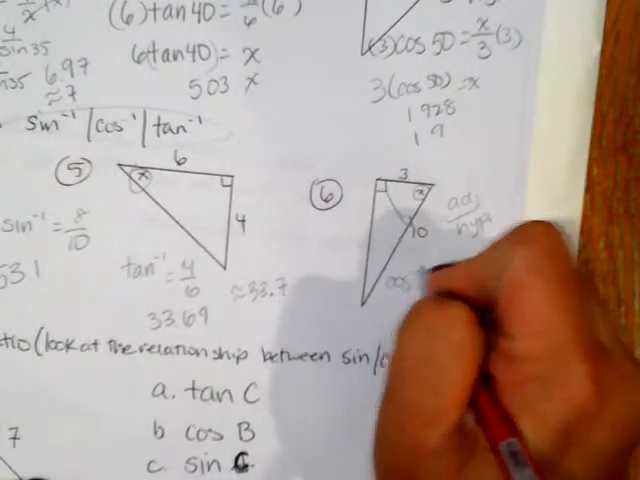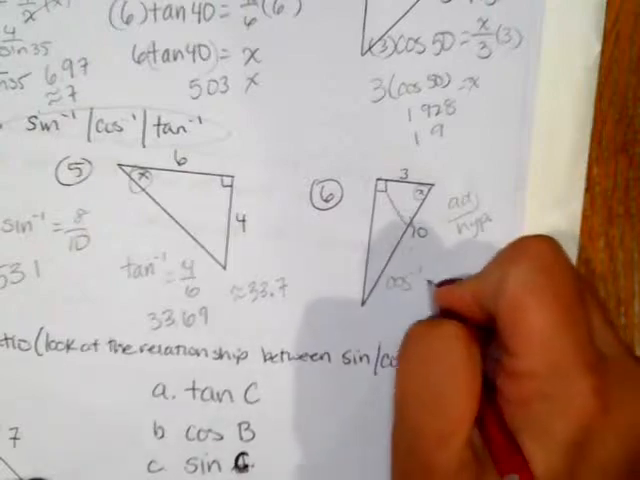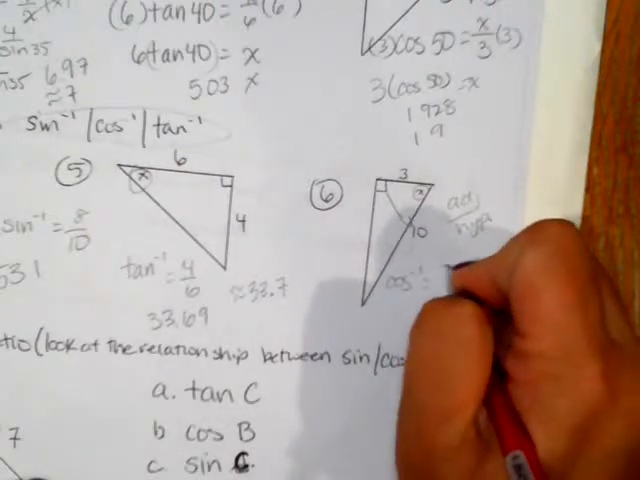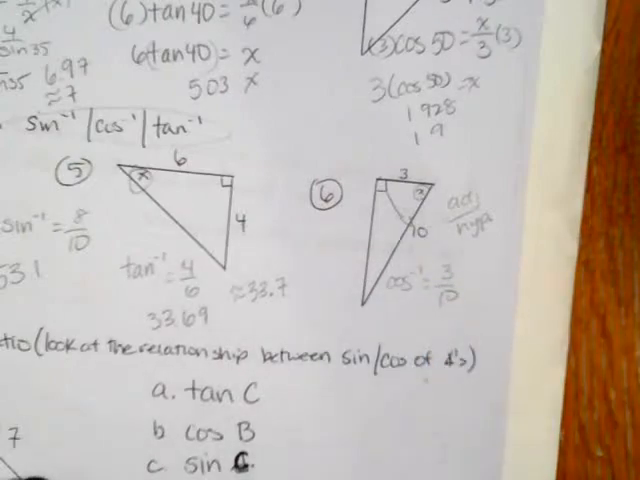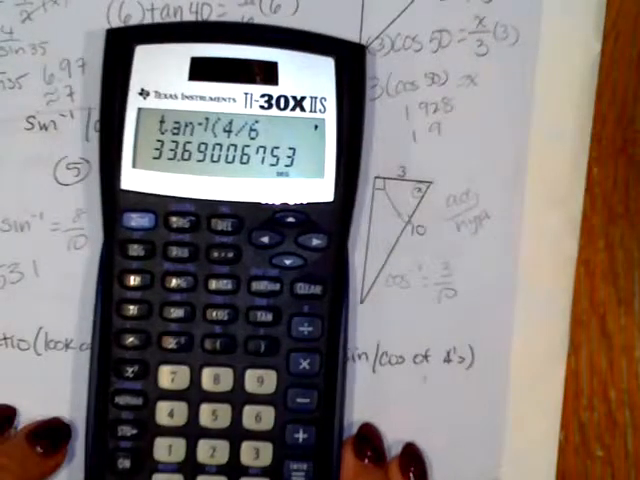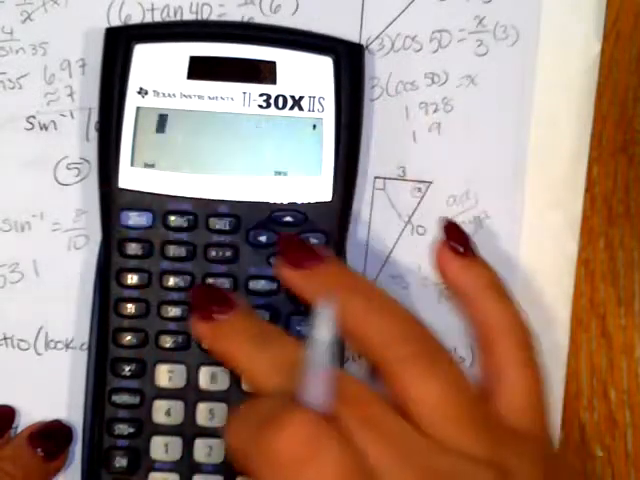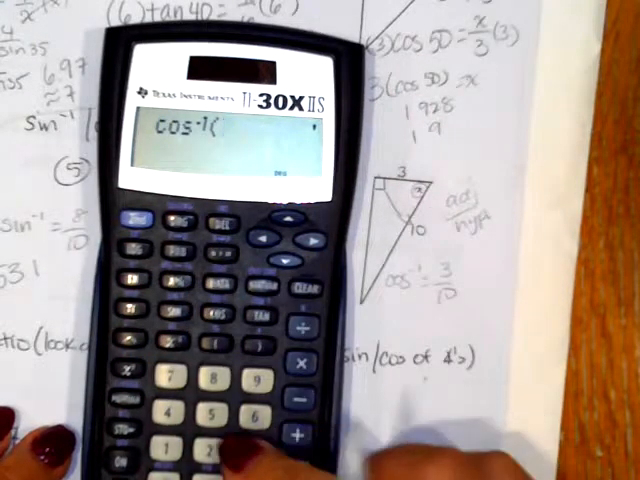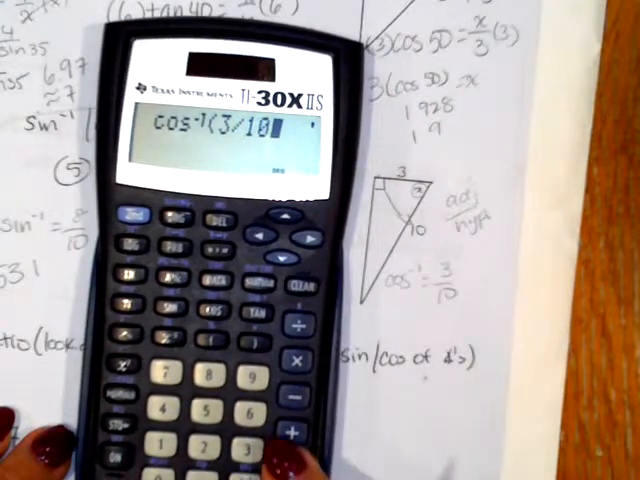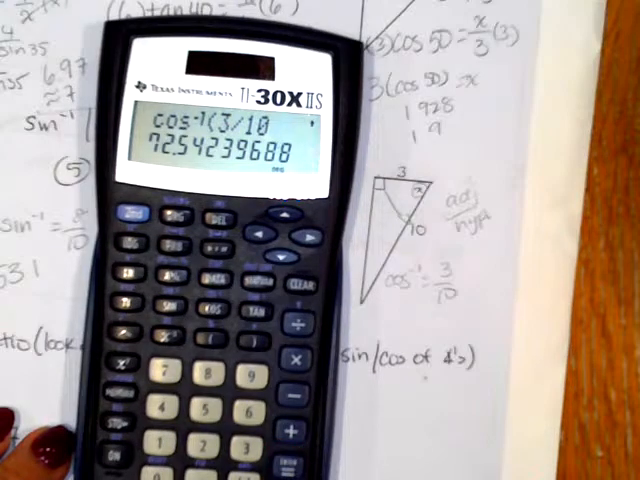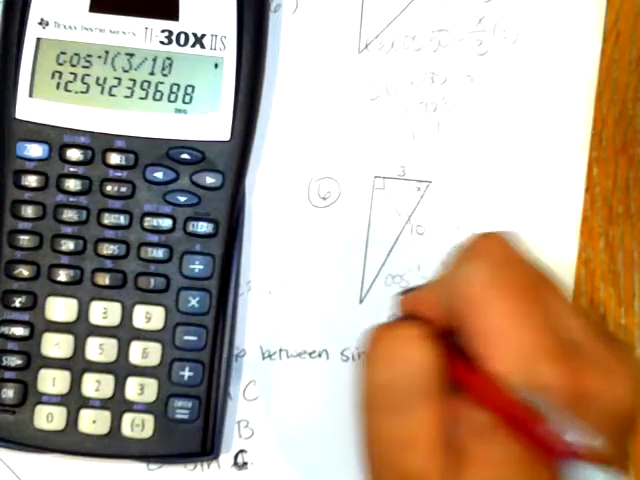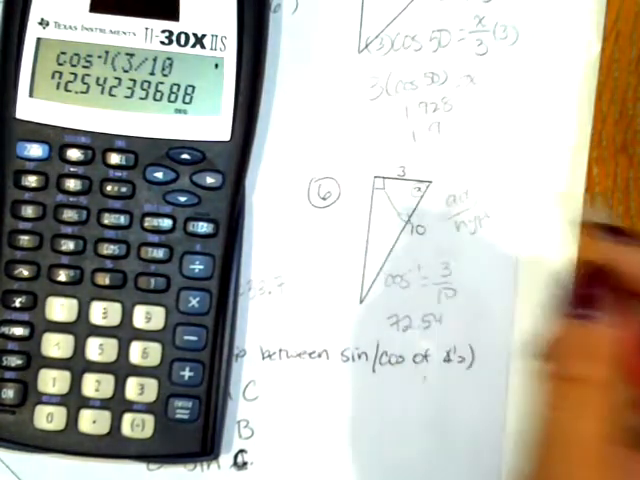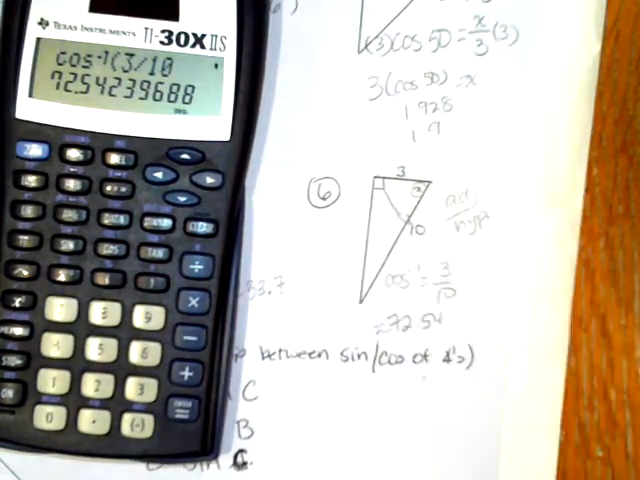So it's inverse cosine equal to adjacent over hypotenuse, 3 over 10. All right, on your calculator, inverse cosine, 3 divided by 10. Okay, and we've got 72.54. That number goes on and on and on. Remember, we use approximation, and there we go.